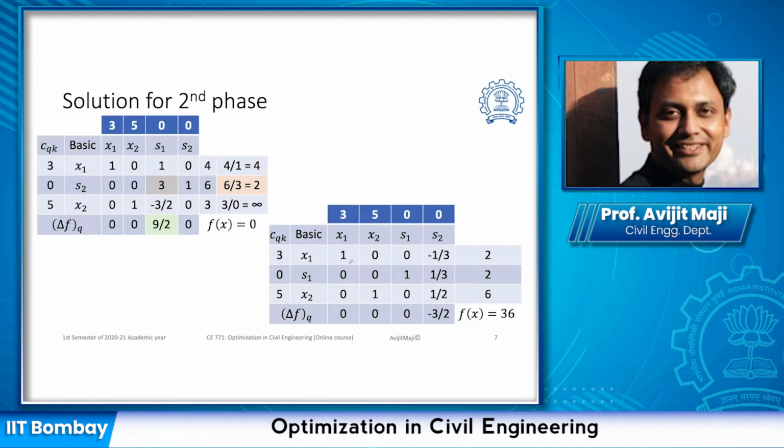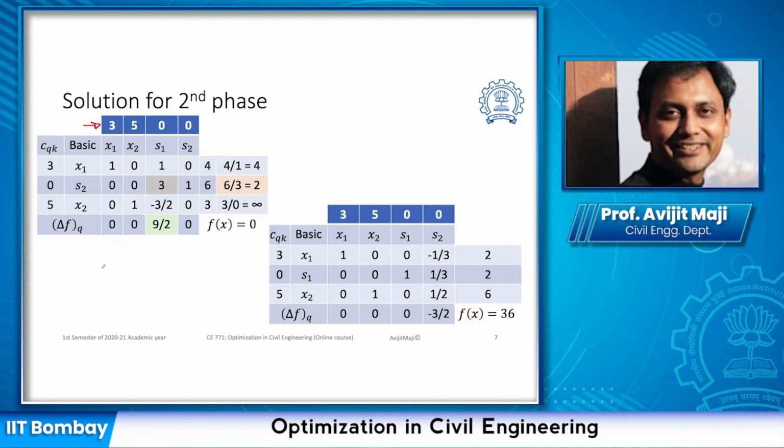When we go to the second phase, we introduce the corresponding coefficients and we drop the artificial variable from the tableau, keeping all other variables and the tableau cell information as is.